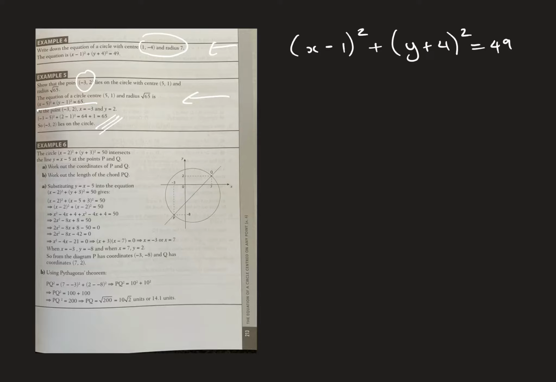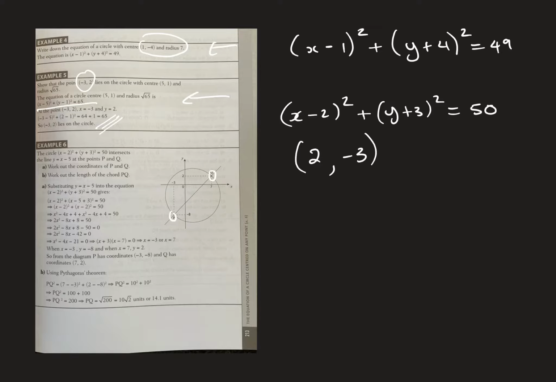Another question: work out the coordinates of P and Q. So this is what we're looking for. The circle is x minus 2 squared plus y plus 3 squared equals 50. Now, what information can we extract from this? Well, we know that the circle is going to have a center of 2, minus 3, and it's going to have a radius of square root 50. So that's all we know at this moment in time.